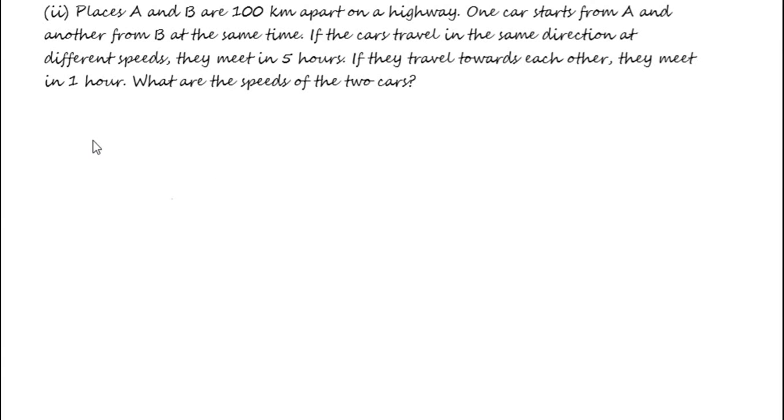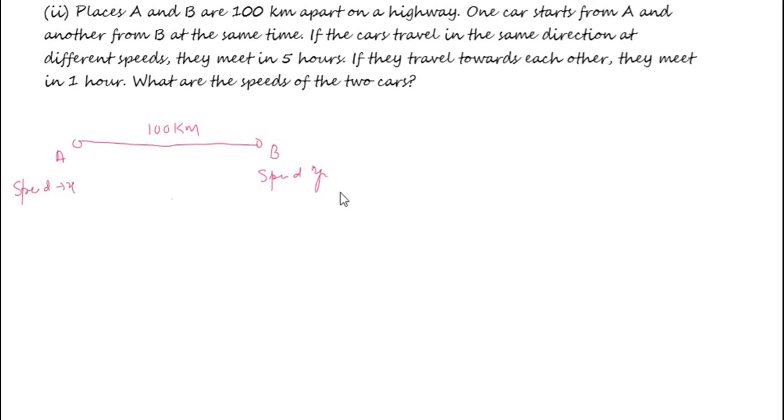Now you have 2 points A and B. So this is A, this is B. This is 100 kilometers. One car starts from A. Let the speed of A be x, speed of B be y. One car starts from A and another from B at the same time.